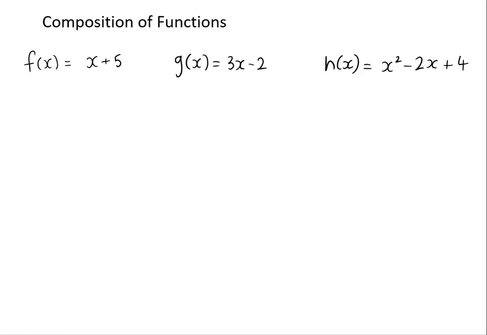Let's talk about composition of functions. The word composition is talking about the constituents or the parts that something is made up of. So if we think about a composite shape, that's made up of two smaller or simpler shapes put together. And that's what we're doing with our composition of functions. We're taking two simpler functions and we're putting them together to make another function.